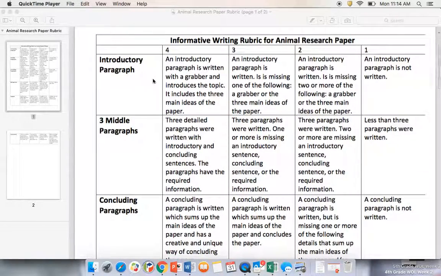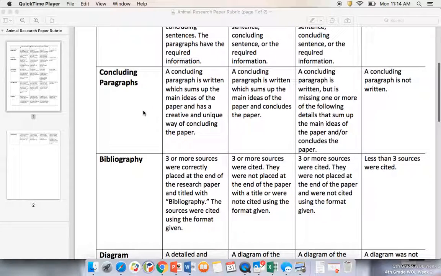We've talked about the introductory paragraphs, the three middle paragraphs. Now let's talk about your concluding paragraph and your bibliography. Both of these need to be included in your draft so that you can edit them and publish them. So your concluding paragraph for the 4, it says you need a concluding paragraph which is written. It sums up the main ideas of the paper and has a creative and unique way of concluding the paper. So you need to sum up what your paper is about and make it creative and unique. So we're going to talk about how to do that today.